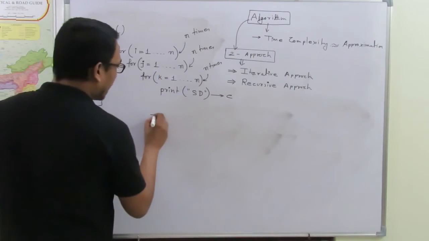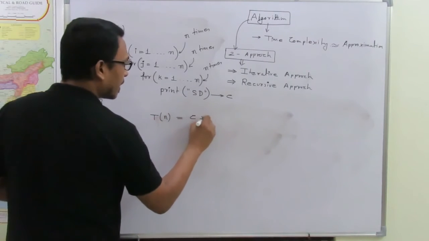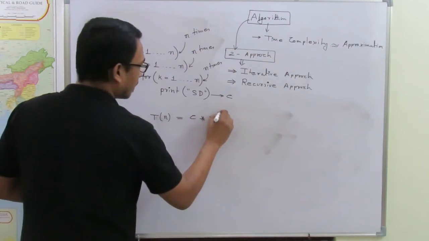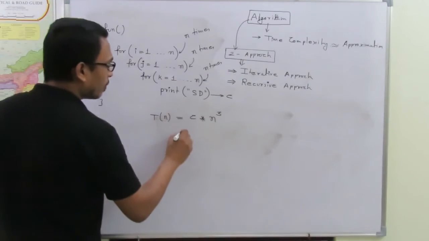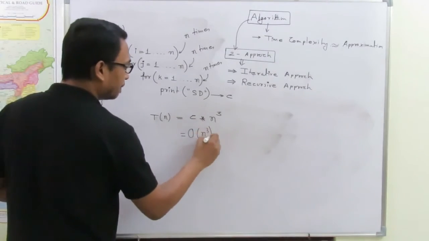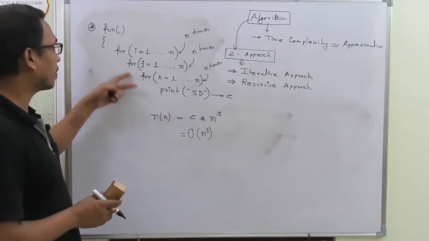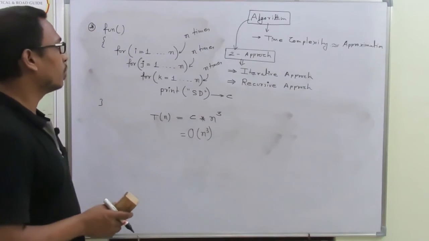So what will be the time complexity? T of n will be c multiplied by n cube. So it becomes order of n cube. Clear? Hope you understood how we can find the time complexity in case of three loops.